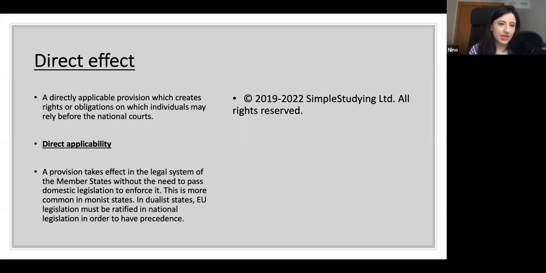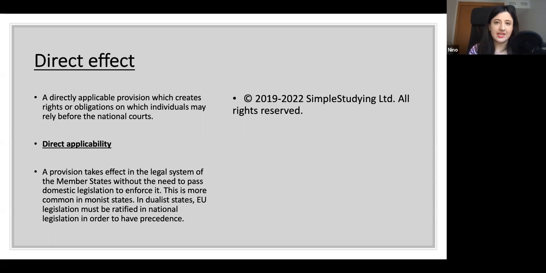Direct effect: a directly applicable provision which creates rights or obligations on which individuals may rely before the national courts. Direct applicability: a provision takes effect in the legal system of the member states without the need to pass domestic legislation to enforce it. So as long as there is a new EU regulation, it is directly applicable. It doesn't have to be passed.